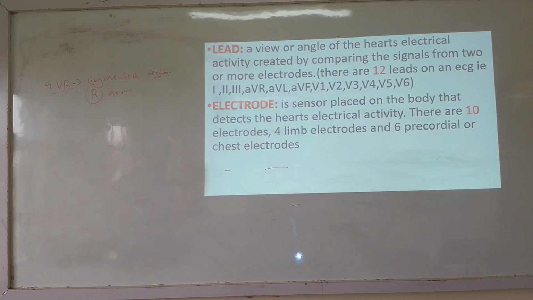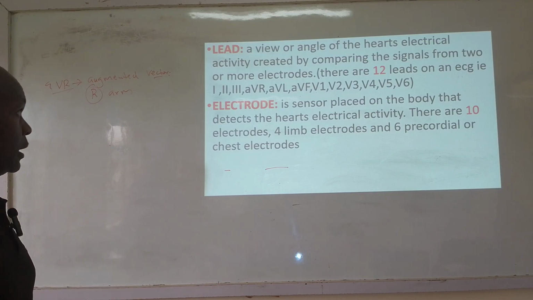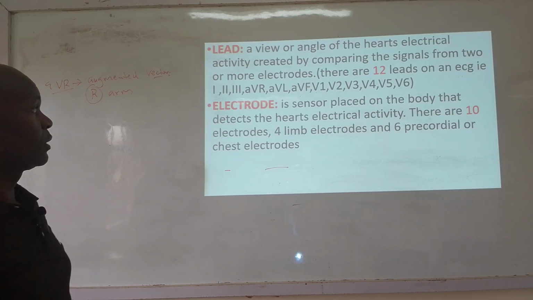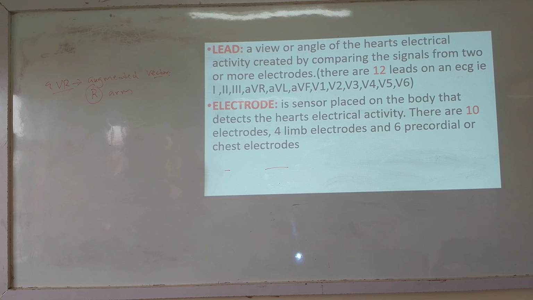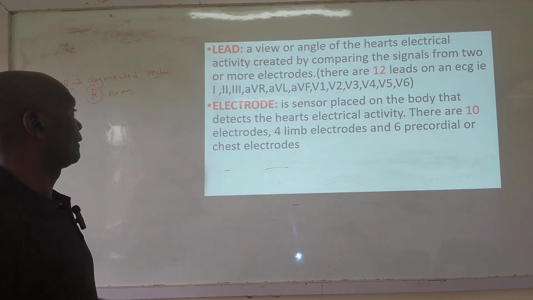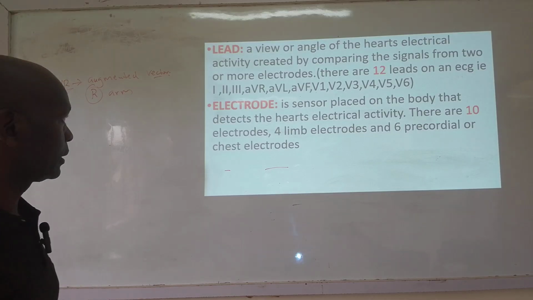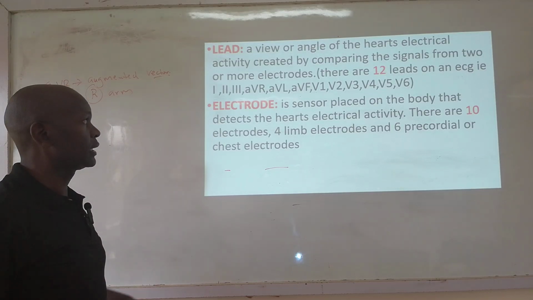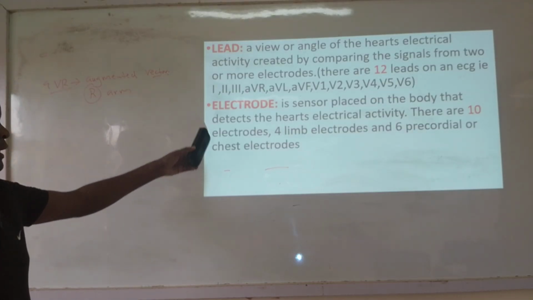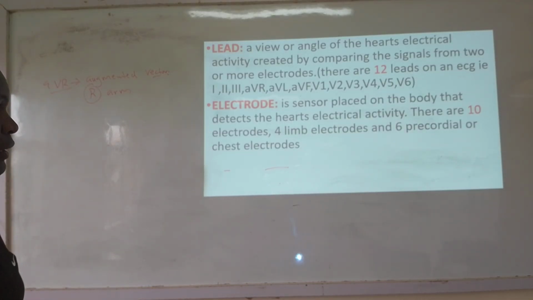So it's an abbreviation. We shall see in the subsequent slides. So there are 12 leads on an ECG. We shall see what it means as we proceed. Then what is an electrode? An electrode is a sensor. It is placed on the body to detect the heart's electrical activity.